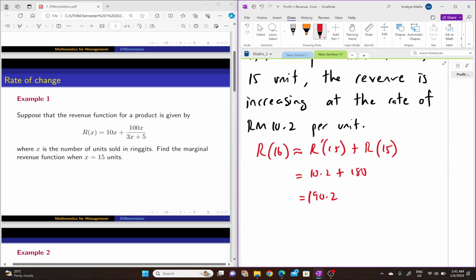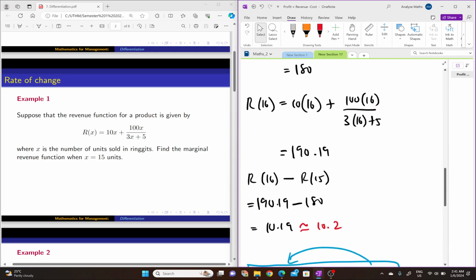Like this, you can also compute the revenue of 16. If you want to find the revenue of 16, this one must be 15. If you want to find the revenue of 17, then this one must be 16. Okay, we cannot use 15. It won't be accurate. That's what I'm trying to tell you. So it must be an immediate one.